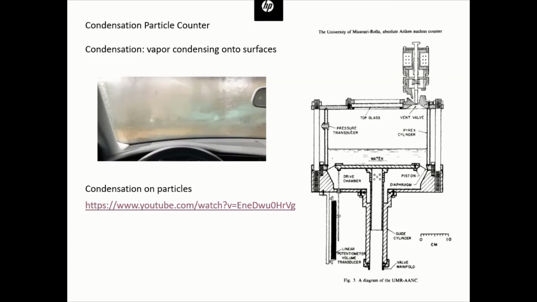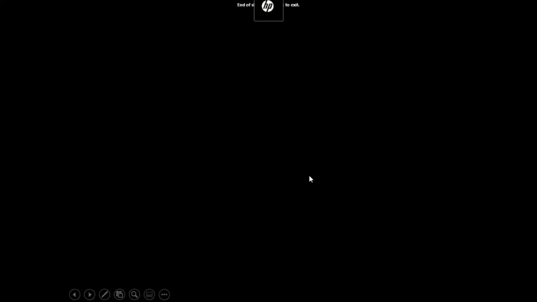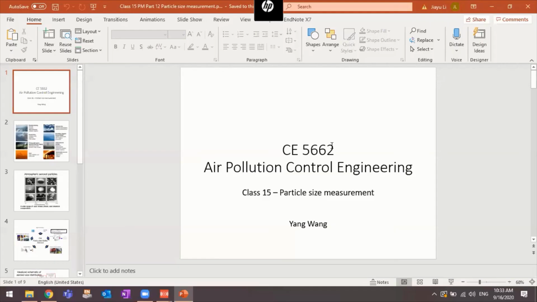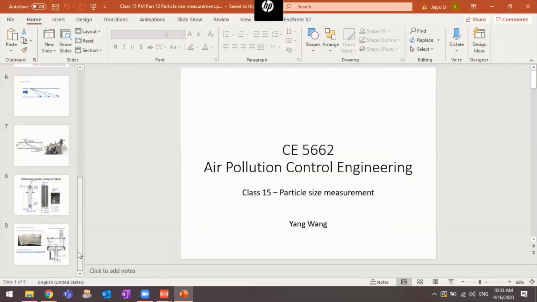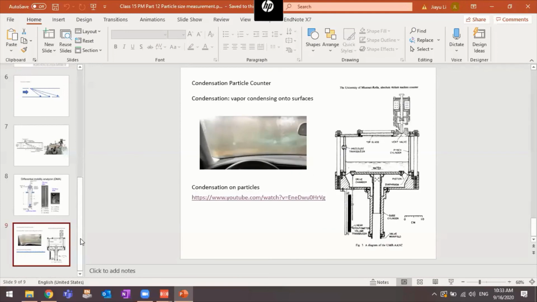At that time, I think people were still using bare eyes or cameras to take a picture and then count how many particles there are. But nowadays we can use faster measurements to count, to measure the particle number concentration. Okay, so it seems that this is the last slide, right?